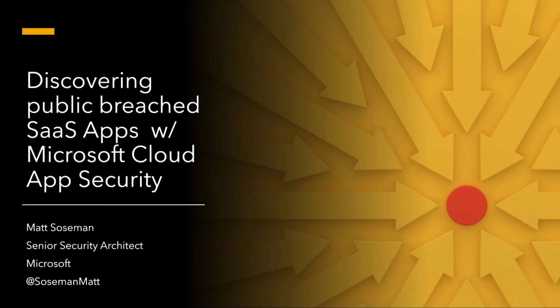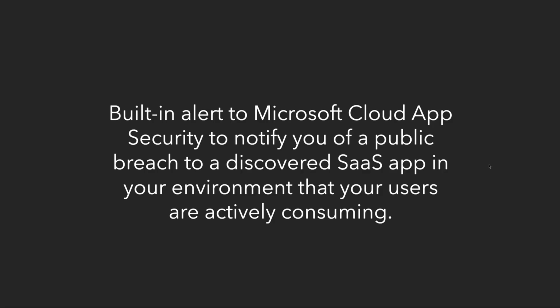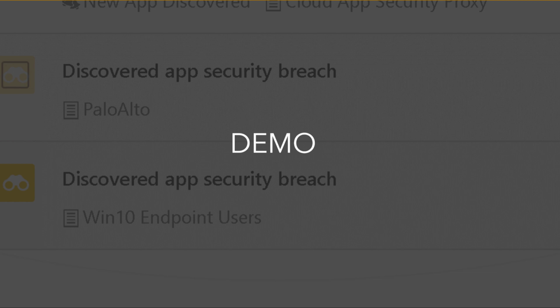In this short video, I want to show you an awesome capability to actually get notified when a public breach has been reported to a SaaS app in your environment using Microsoft Cloud App Security. What we're talking about here is a built-in alert in Microsoft Cloud App Security that will notify you whenever a discovered SaaS app in your environment has reported a public breach and that your users are actively consuming that app in the environment. All right, so let's jump into a demo and take a look.